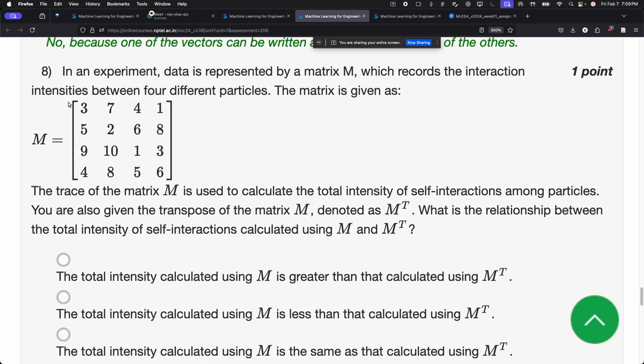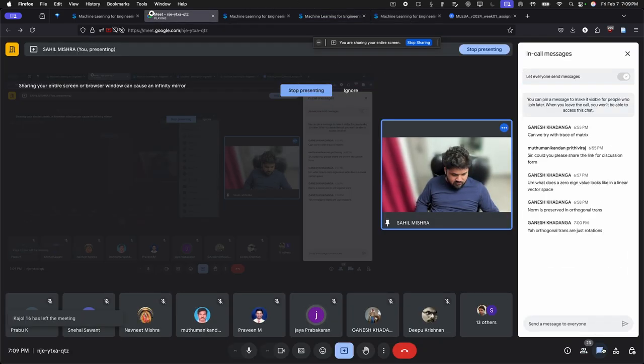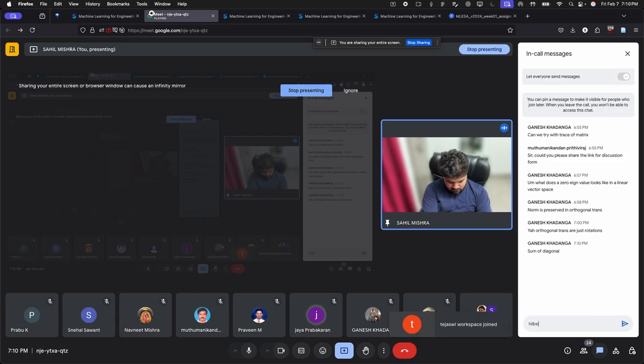So if you are computing self interactions, in that case you are computing the trace. Trace is the sum of the diagonals. But if you wanted to compute off diagonal relationships, so if you have studied Hilbert space, I'm writing it here. Hilbert space. Ganesh, you can unmute yourself and say, I don't hear the ding of your message, so I come late here, okay?